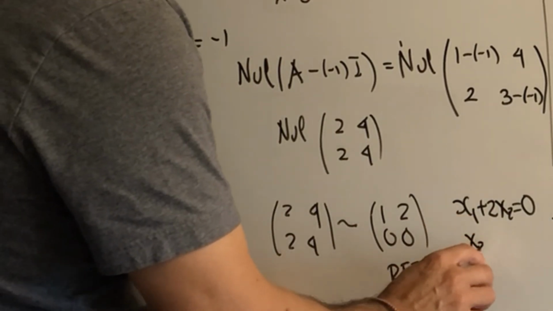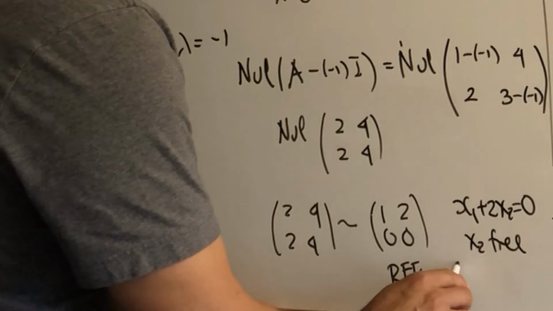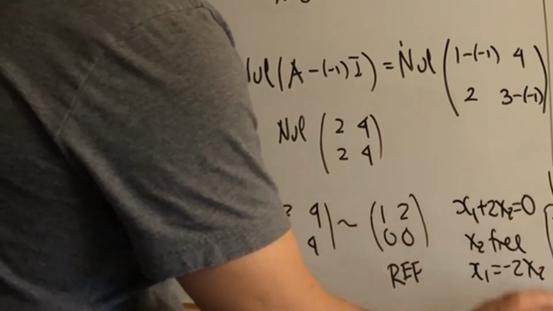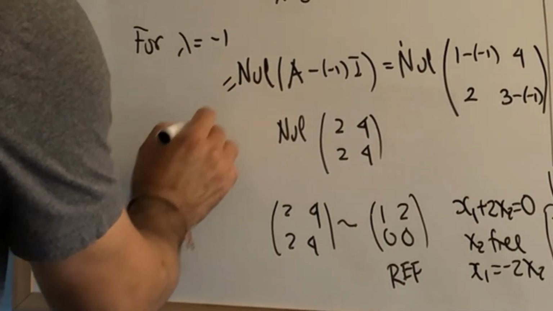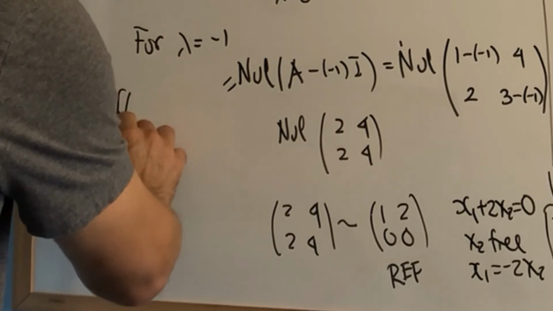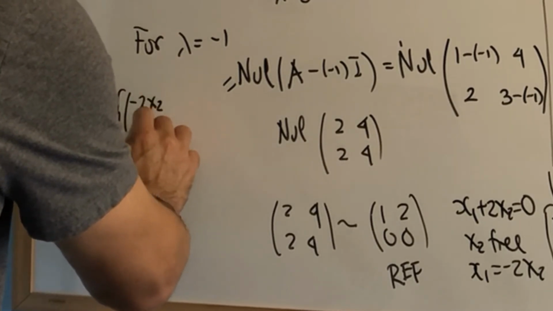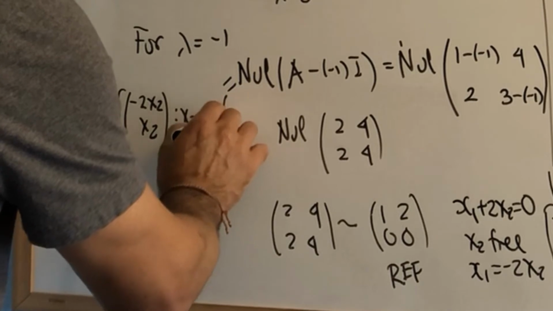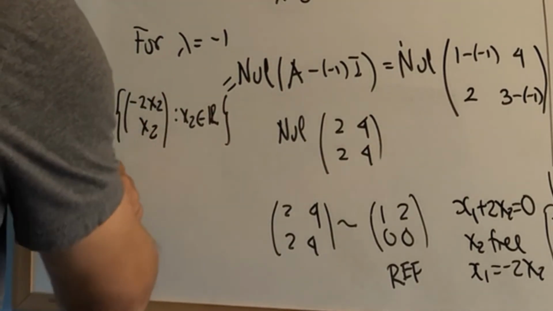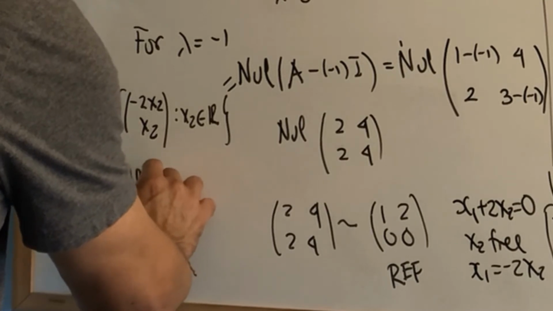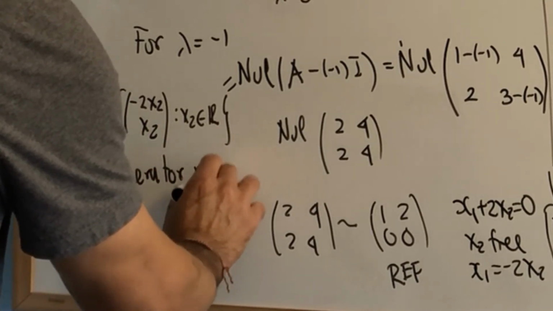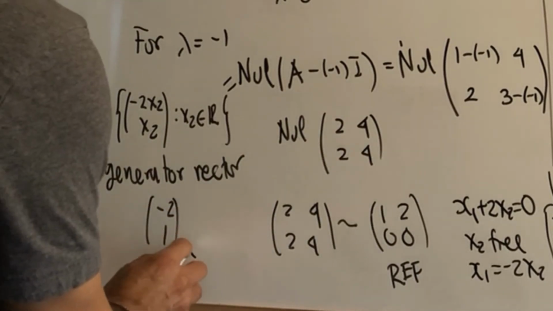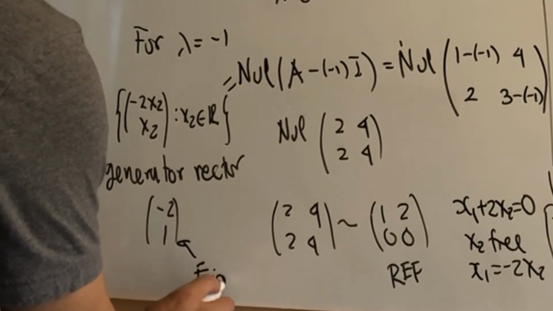x2 is free, and then the solution would be x1 equal -2 x2, and for that reason the solution is going to be the set of vectors (-2 x2, x2), such that x2 is a number. Let's suppose that we're working in the real numbers, and then this is a line, and a generator vector for that line is the vector -2, 1, and this vector is an eigenvector.